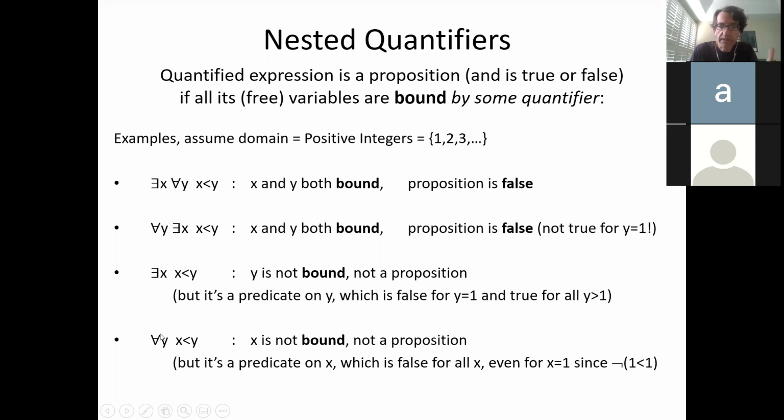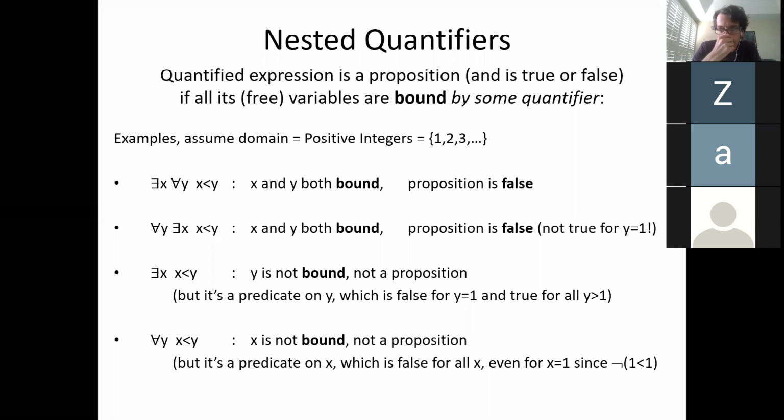Likewise, this is a predicate on x. x is not bound here. If I don't know what x is, I cannot evaluate this, but it's a predicate on x. So if I, for example, put some quantifier in front on x, there exists x or for all x, it will be evaluated, it will be true or false, right? Because it will be a fully quantified expression.